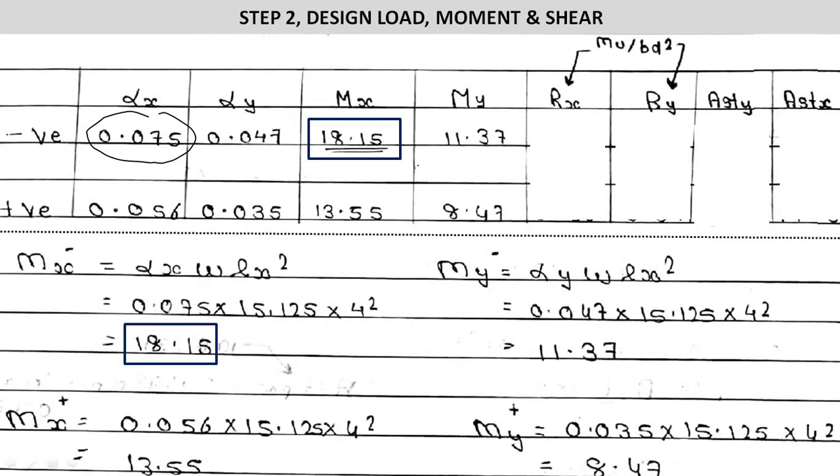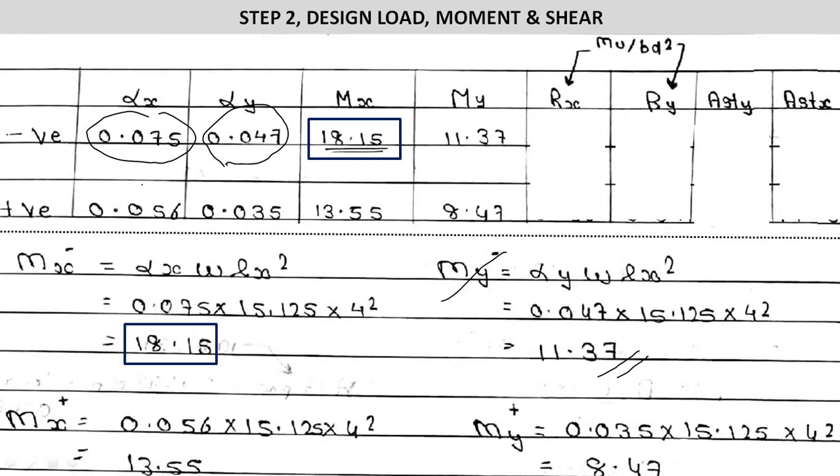So similarly we will find for this value. So for this value we'll find My in the negative portion. So alpha x will be 0.047 into W, which is 15.125, into Lx, 4 square. So we'll have the value of My in negative as 11.37.